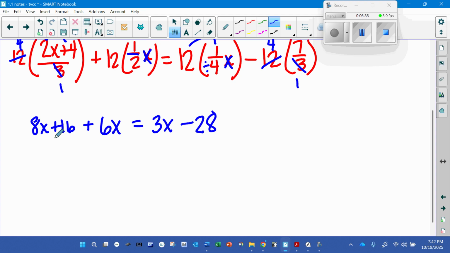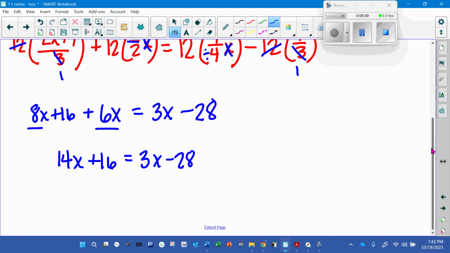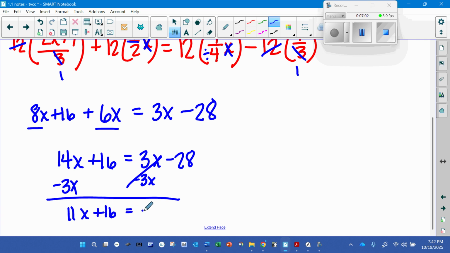So now I can combine the 8x and the 6x because they are like terms. So 6 plus 8 is 14x, and then we have plus 16 equals 3x minus 28. Now I can do the same thing. I have an x on both sides, so if I subtract 3x from this side, I have to subtract it from this side. So it gives me 11x plus 16 equals negative 28.